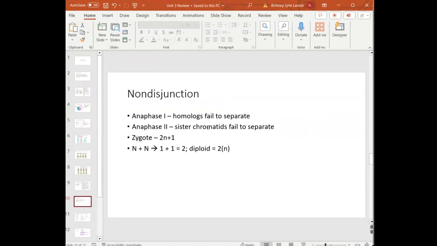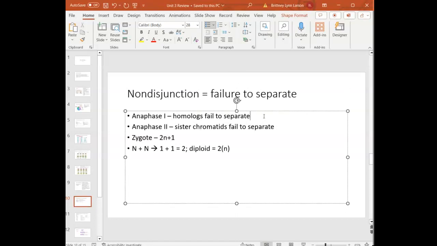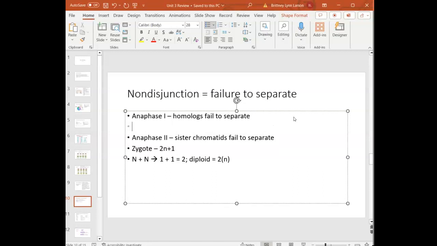Briefly though, non-disjunction is a failure to separate. So in general, non-disjunction means failure to separate. And that is going to be in either anaphase 1, where the homologs fail to separate, or anaphase 2, where the sister chromatids fail to separate. In either case, if a cell is going to have a failure to separate, you will have a resulting gamete, okay? The resulting gametes is either n plus 1, so haploid plus an extra chromosome, or n minus 1, haploid minus a chromosome.